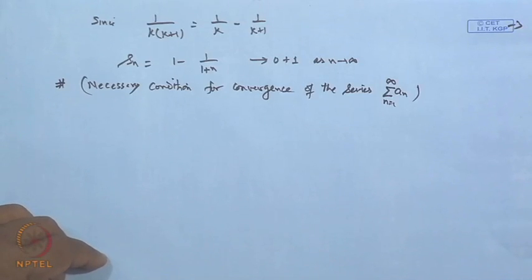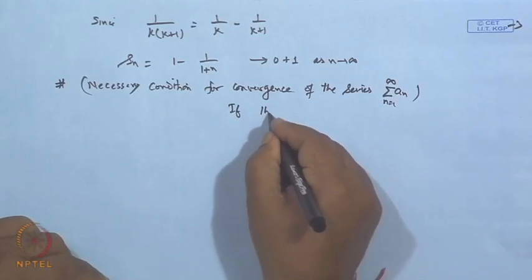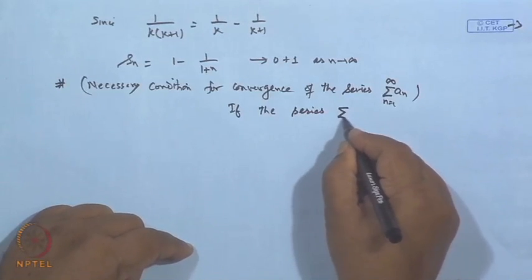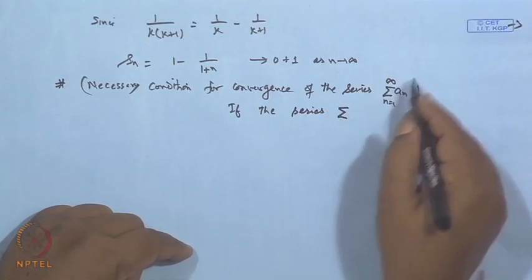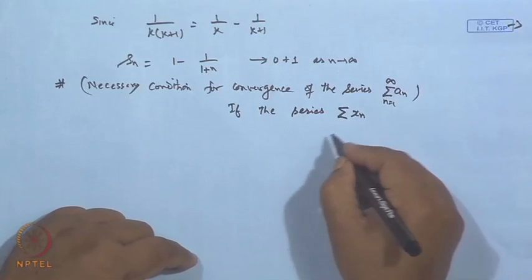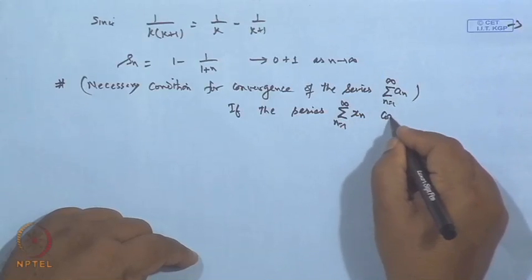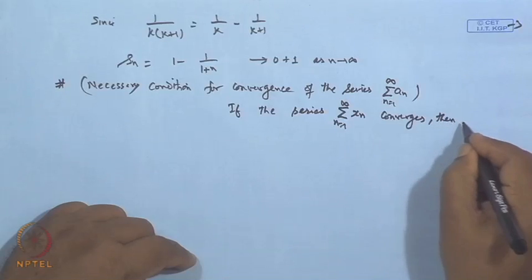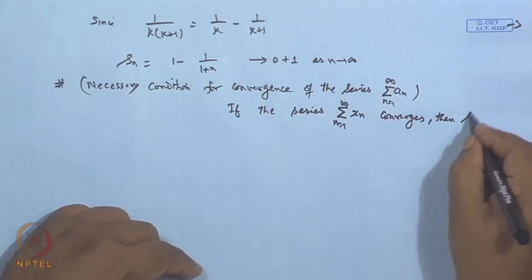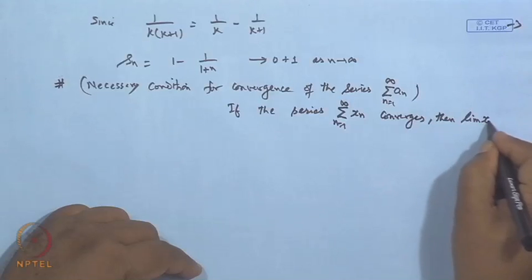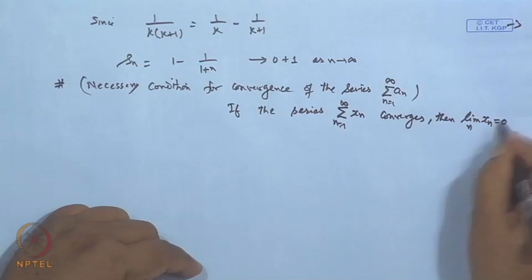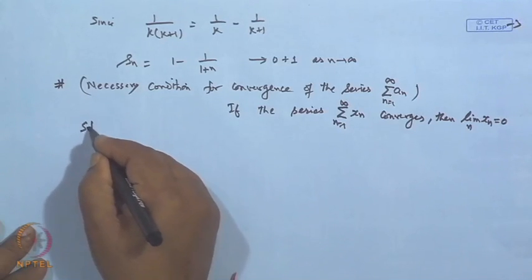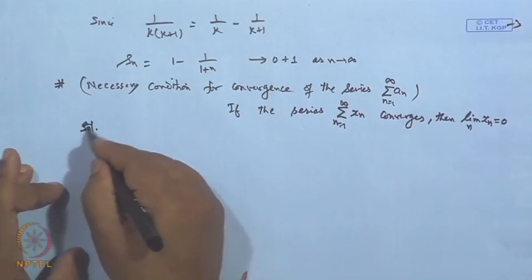So we will put it in this form: if the series sigma x n, n is 1 to infinity, converges, then the limit of x n must go to 0. The limit of x n as n tends to infinity will be 0. That is, the nth term will always go to 0. Okay. So for the proof, let us see the solution.